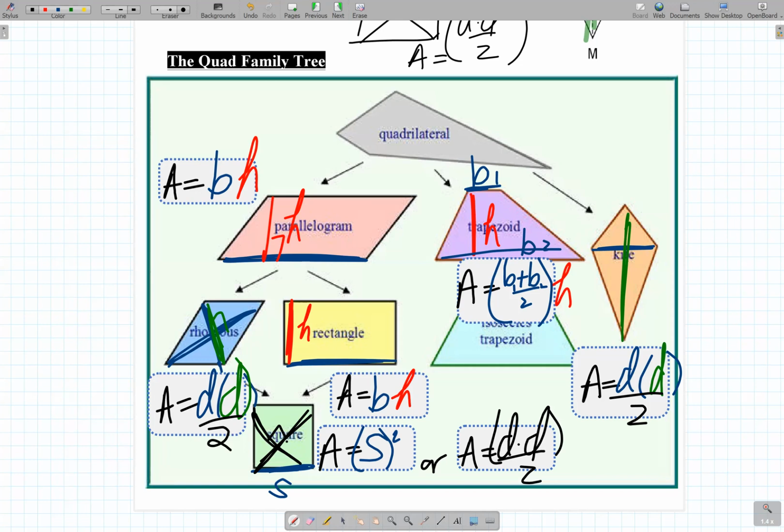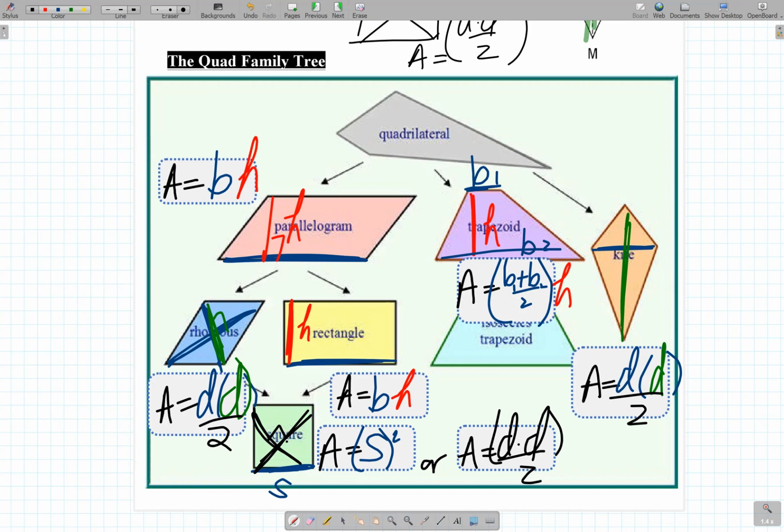Wait, isn't area equals B times D over 2 the same as area equals B times D over 2 on the left? Correct. That means this is for the rhombus. Oh, that's for the square.